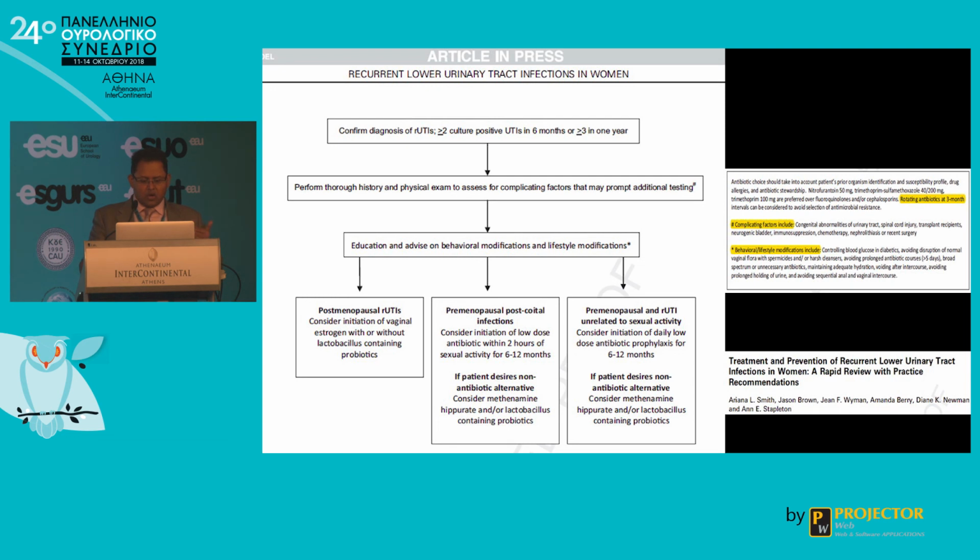And if there are no other issues that you can identify, maybe there's a role for lactobacillus or probiotics. And for premenopausal recurrent infection, where there is nothing else, you need to consider a low-dose daily antibiotic. So we all use it for some patients where there's nothing else you can do, a low-dose daily antibiotic. But looking through it, you have also got to identify the high-risk patients and deal with them.